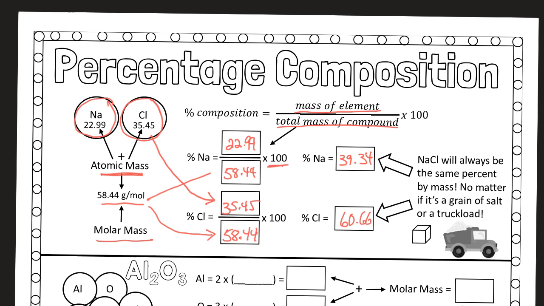Now, when we're thinking about percent composition, a sodium or a salt crystal, which is basically NaCl, will always be the same percent by mass, no matter if you've got a grain of salt or a truckload of salt. NaCl will always be 39.34% sodium, and it'll be 60.66% chlorine. It doesn't matter the size of the amount, that percent's going to stay the same.